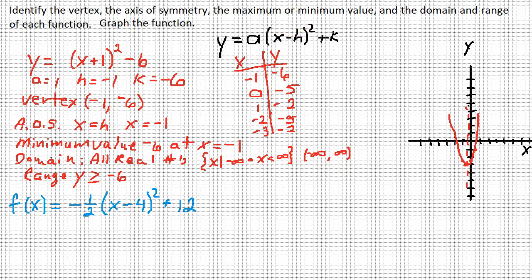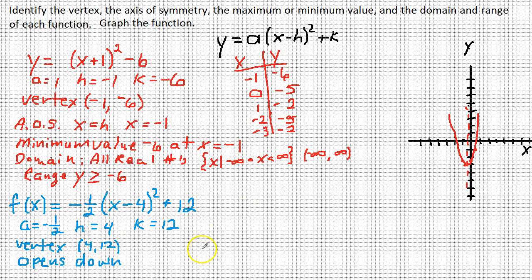All right, let's look at the blue one. First of all, identify A, H, and K. A is -1/2. H is going to be 4, because you always have to change the sign. K equals 12. All right, your vertex is going to be at (4, 12). This is going to open down. How do I know? A is negative.